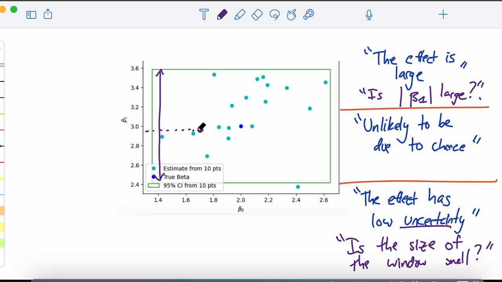Okay, what about this unlikely to be due to chance? How would you translate that into something about beta 1 and the rectangle containing beta 1? Does anyone have an idea of how you would translate that? So again, there's a nice one-sentence way to make it precise, and it involves both the rectangle and the absolute position of beta 1. Yeah?